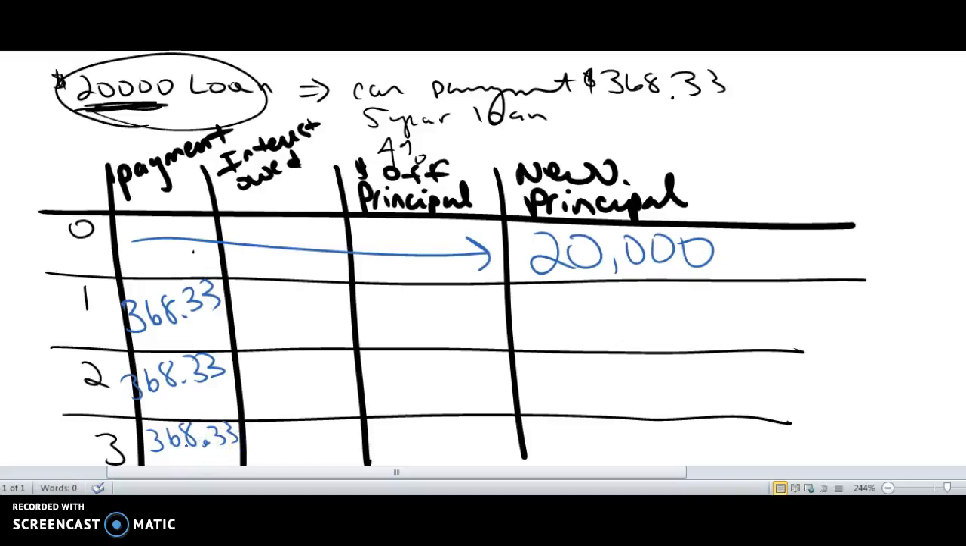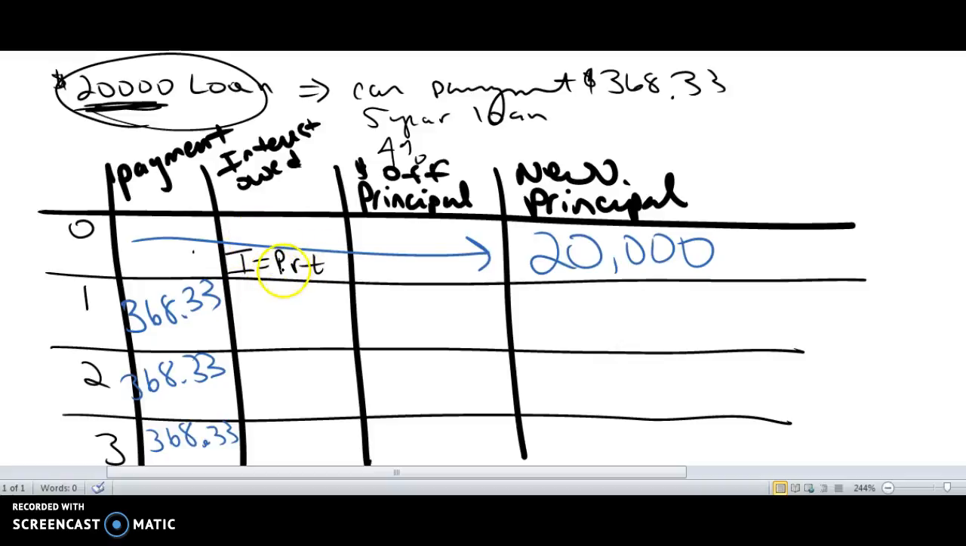All right, so that's the only thing that's going to stay the same in this whole table. Otherwise, everything's a moving target. Now, for interest, we're going to use the formula I equals PRT. The reason is that it's kind of like a credit card. You have to figure out your interest every single month because things are changing. And so it's simple interest, but a month at a time.